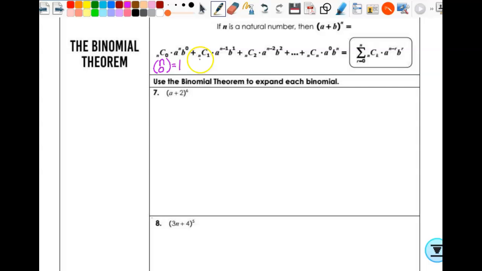But then the next thing I have is n things taken 1 at a time. Well, if I have 5 things taken 1 at a time, that's going to give me 5 different groups. Oh, not 5. I'm sorry. It's n. I was using 5 as an example. Whatever n is. So when you add them all up, that is your sum.